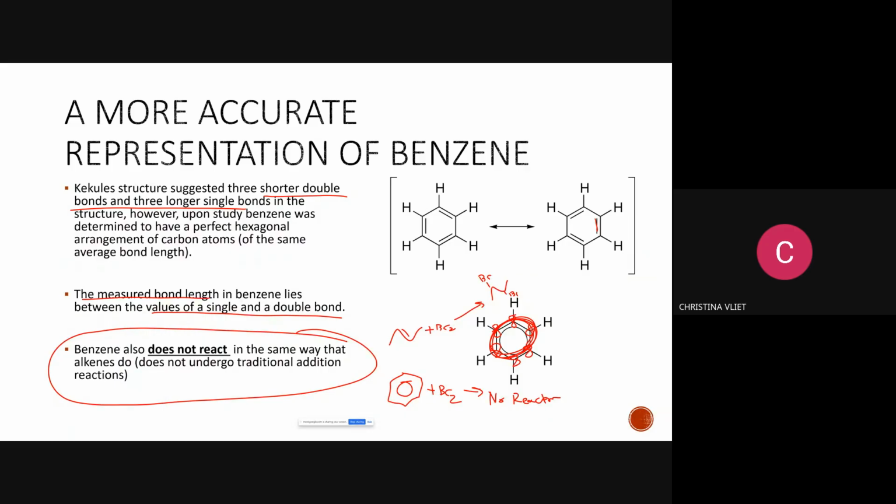And that's what next week is going to be focused on: if benzene doesn't do the regular alkene reactions, what does benzene do? What are the unique reactions that benzene does instead? So on the next slide, we're going to see a more thorough explanation of benzene structure. I'll pause.